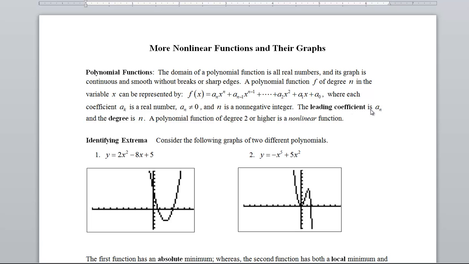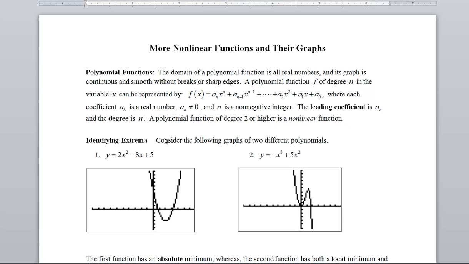The leading coefficient is a sub n, and the degree is n. Now leading coefficient is referring to the largest exponent you see, the number multiplying that variable, that's your leading coefficient. The degree, that's the largest exponent that you see. So in this particular problem, my degree is 2, the leading coefficient's 2. In this problem, the largest exponent I see is 5, so the leading coefficient would be negative 1. So a polynomial function of degree 2 or higher is a nonlinear function. When you graph it, it's not going to be a straight line.